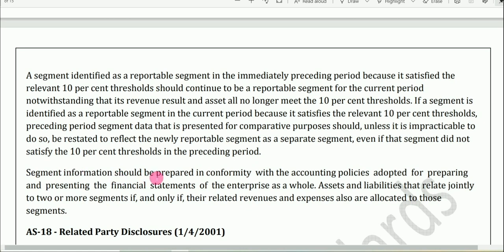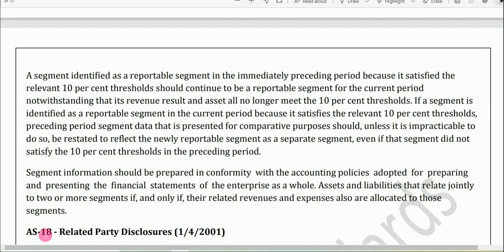Segment information should be prepared in conformity with the accounting policies adopted for preparing and presenting the financial statements of the enterprise as a whole. Assets and liabilities that relate jointly to two or more segments should be allocated if, and only if, their related revenues and expenses also are allocated to those segments.